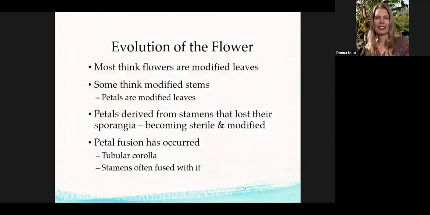So, of course, there's all kinds of debate. How did the flower evolve? Most people think it's from leaf tissue, and it just became specialized into the flower. Some say, well, what about stems, maybe? But I think that's kind of gone away. With more data, I think most of them are saying, yeah, it looks more like modified leaves.